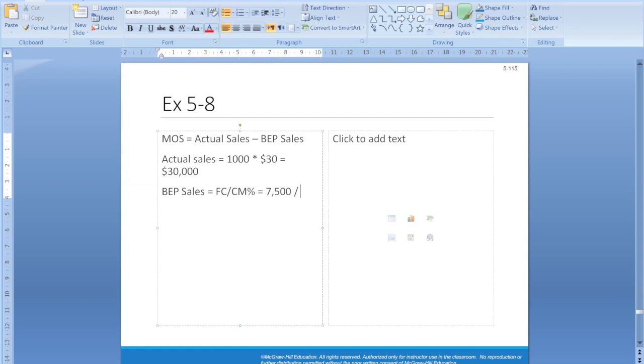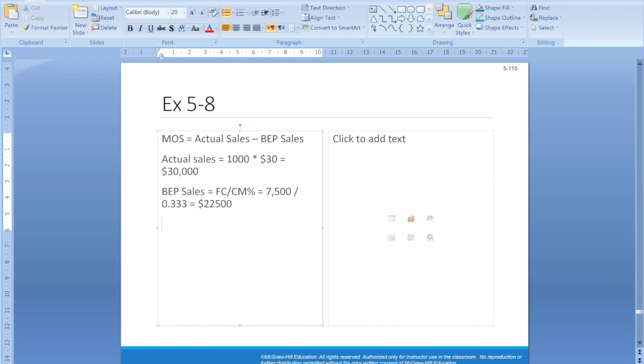Again, we have a ratio here, so be careful with the rounding. 10 out of 30, we use the full ratio. So 7,500 divided by one third, or 0.333, equals 22,500.